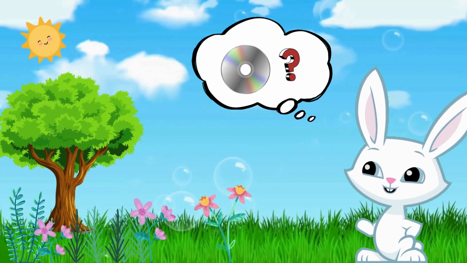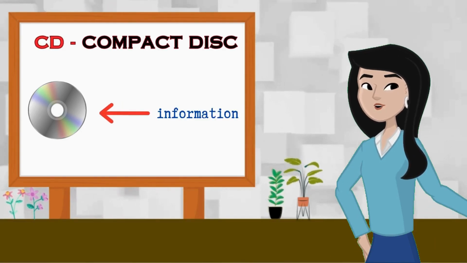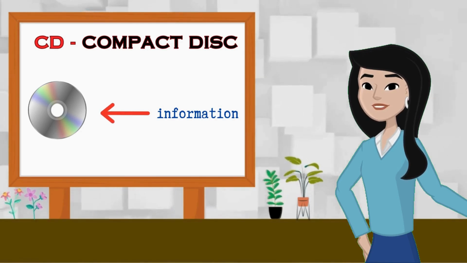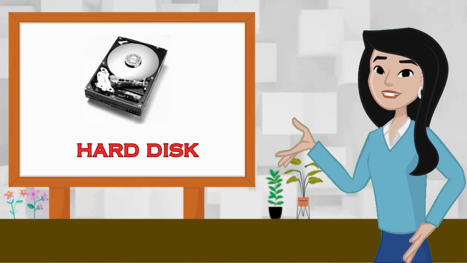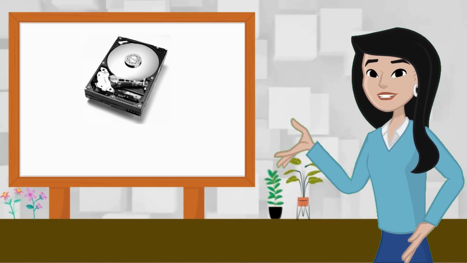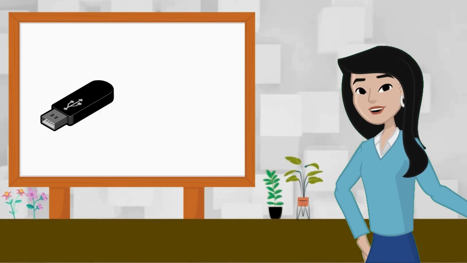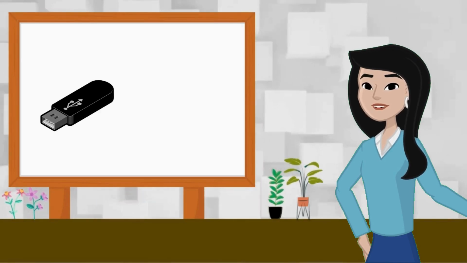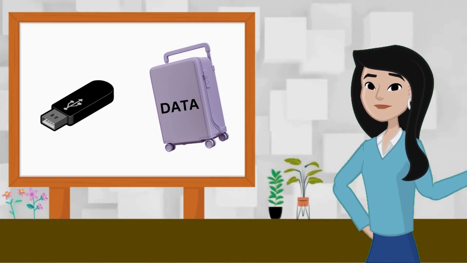What's this shiny disc? Well, it is a CD and it can be used to save a lot of information. Also, every computer have a hard disk inside it to save data privately. And what about this little thing? Bunny, this is a pen drive. It acts like a magical suitcase of data and you can carry it anywhere, okay?